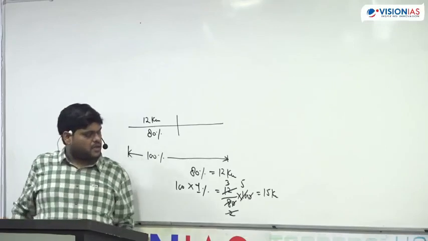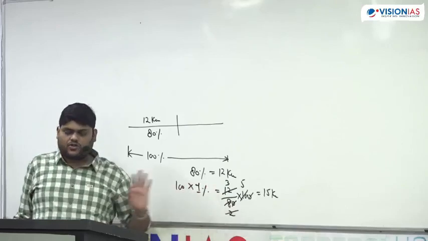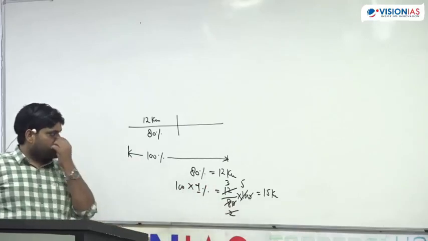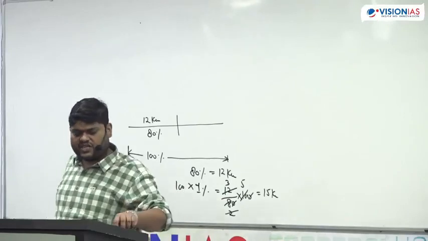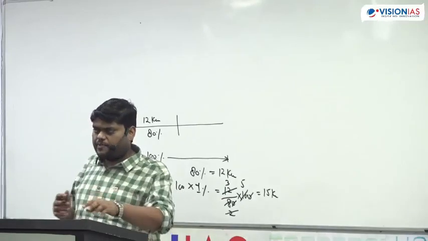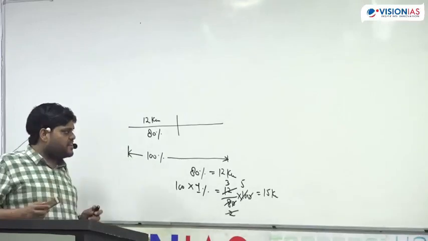Okay. So 80% is equal to 12, 100% is equal to 15 kilometers. This was a simple question which they have already asked in the examination. We will take it up, don't worry. Probably tomorrow we will do the previous year problems.